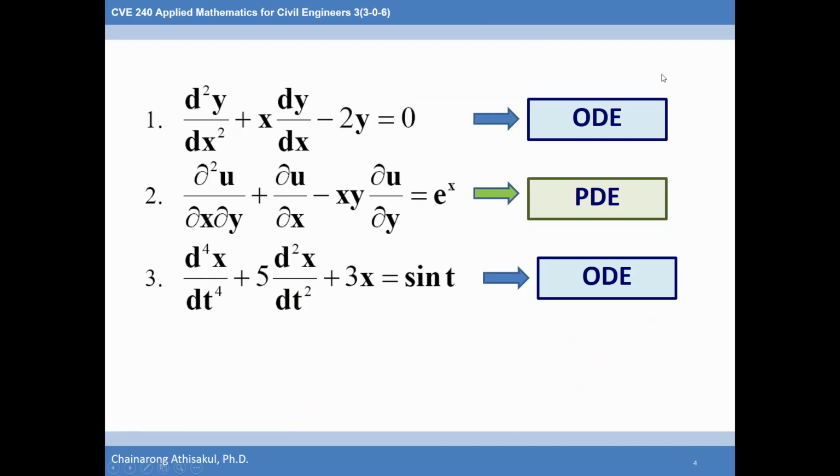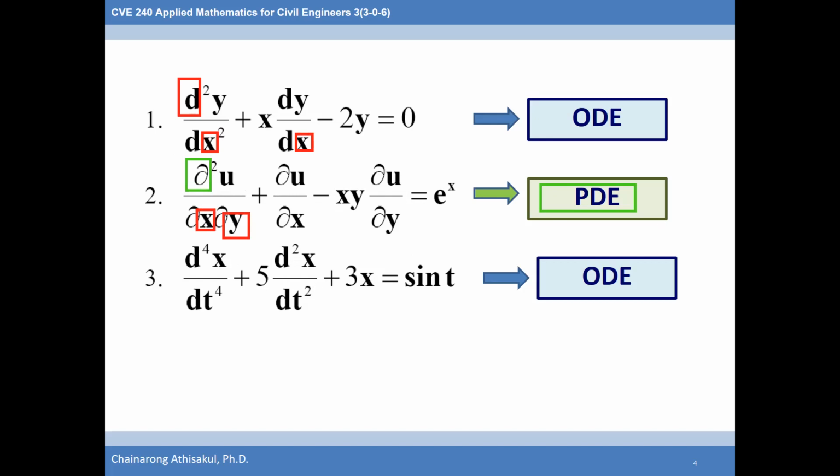Okay, this is just an example of differential equations. In the first one, we have only one independent variable, that is x. You see that we use the derivative symbol dy by dx, and d2y by dx2 to represent the second derivative. But for the second equation, we have two independent variables, x and y, so we use the partial derivative symbol instead. This term we call the second partial derivative of u with respect to x and y. For this case, we have two independent variables, so it is a PDE, a partial differential equation.